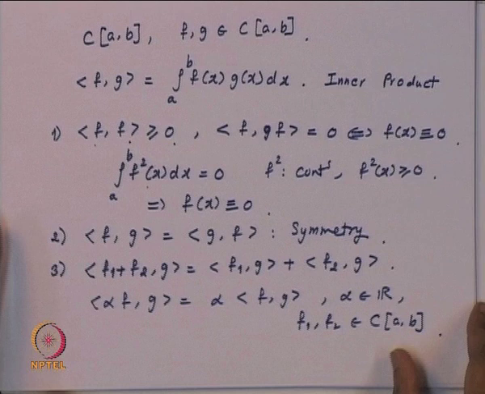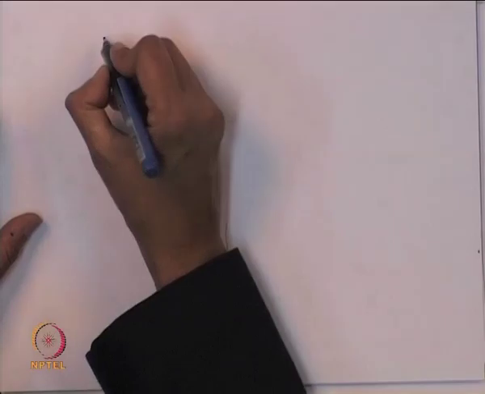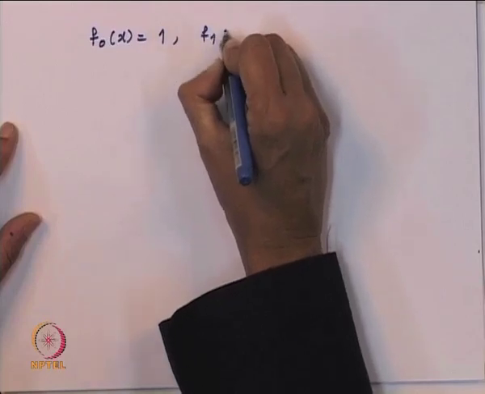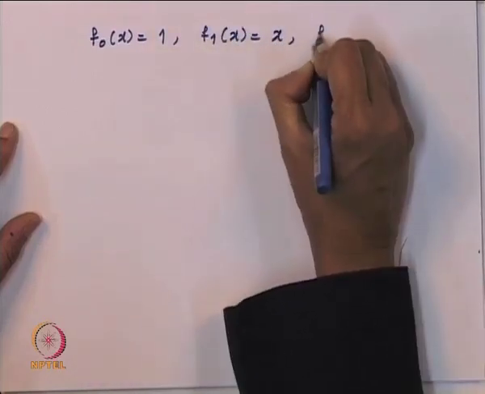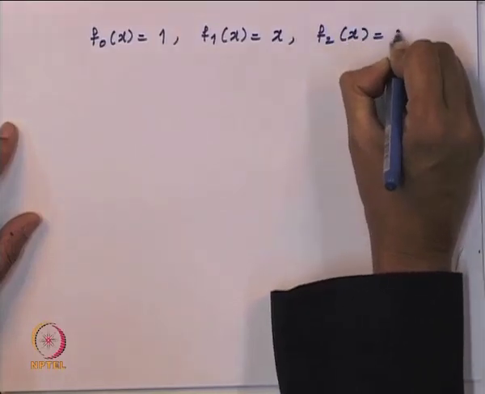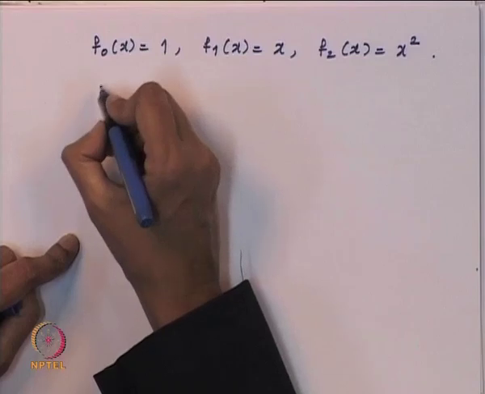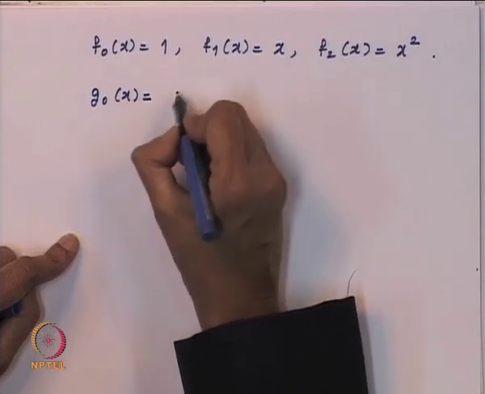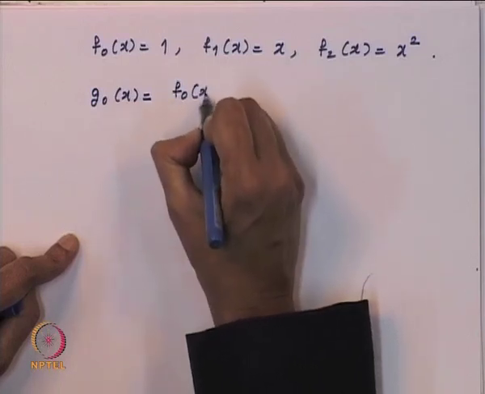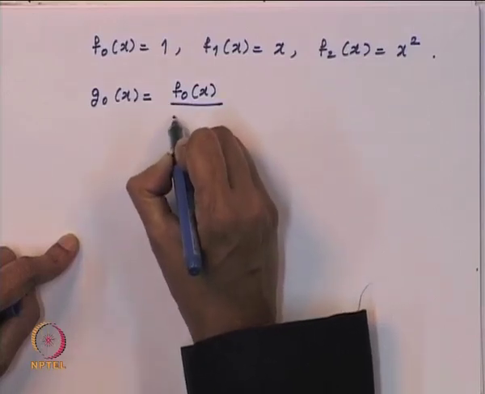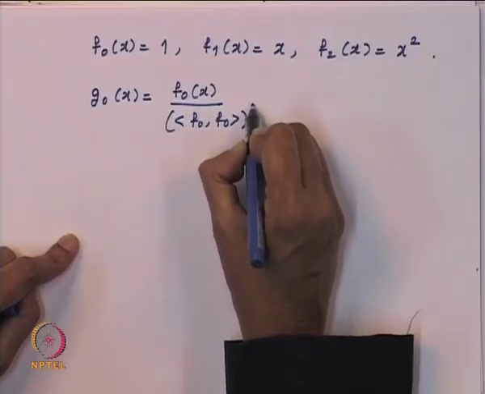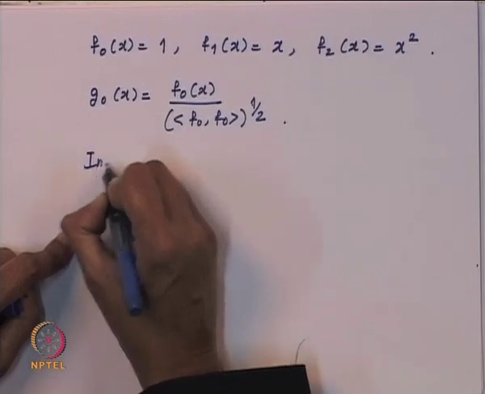So, we have defined the inner product, and now we are going to look at the three functions f 0 x is equal to 1, f 1 x is equal to x, f 2 x is equal to x square. Look at g 0 x. This will be equal to, we define it as f 0 x divided by the inner product of f 0 with itself raised to half. We have got an induced norm.